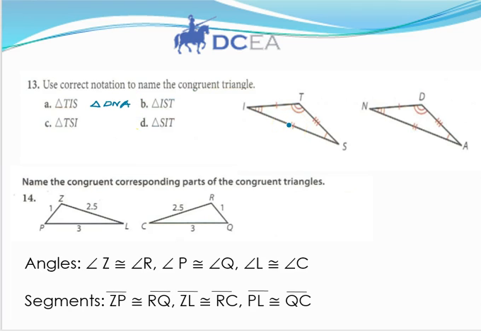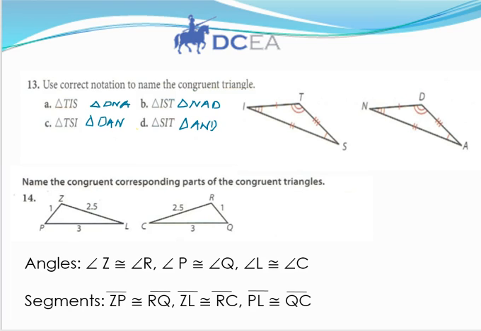Triangle IST, 3, 1, 2, will be NAD. Triangle TSI, 2, 1, 3, will be DAN. And the last one, triangle SIT, 1, 3, 2, would be AND. Now they made it easy in this example because the triangles are lined up in exact same direction, but it isn't always that way.